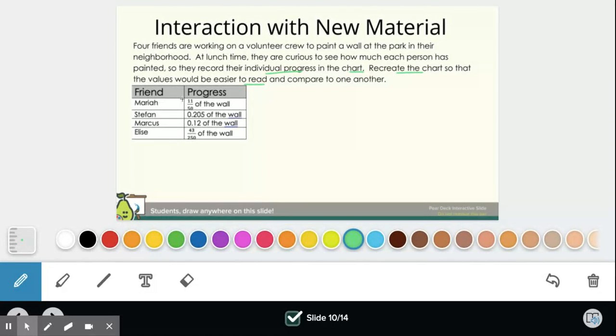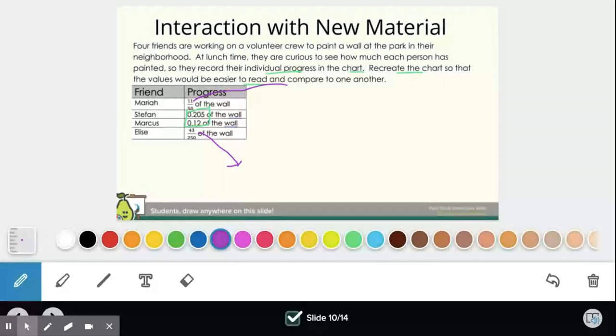So we have Mariah with 11 over 50 of the wall, and then we have some decimals right here, and then another fraction. So these two fractions right here look like they're written in a way that would make it as easy as possible to compare. Not saying that it would be easy to compare, but it's better than comparing a fraction and a decimal. We're comparing two fractions. So what we could do is we can turn this one into a decimal as well, and as well as this one, turning it into a decimal.